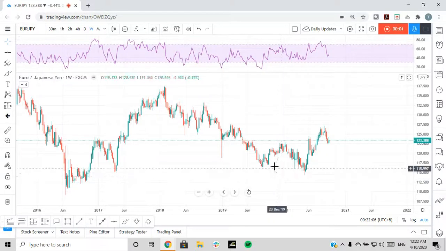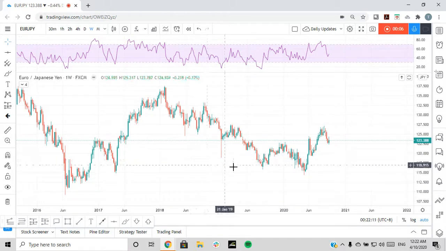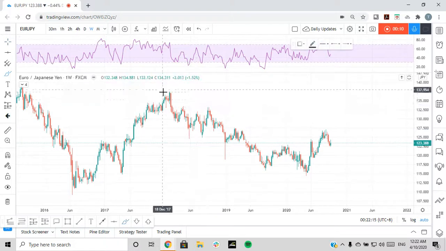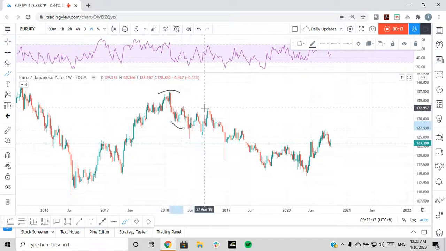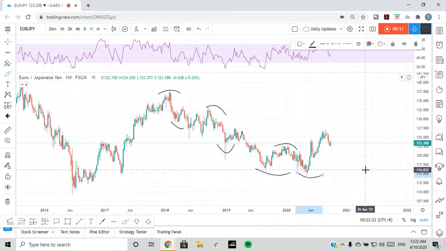Okay, hi traders. So this is a video analysis on Euro Yen. So let's start off on the weekly time frame. Now on the weekly time frame, you'll notice that we are actually still on a downtrend, meaning to say we are actually still making higher lows, higher highs. Okay, so this is what we are doing.